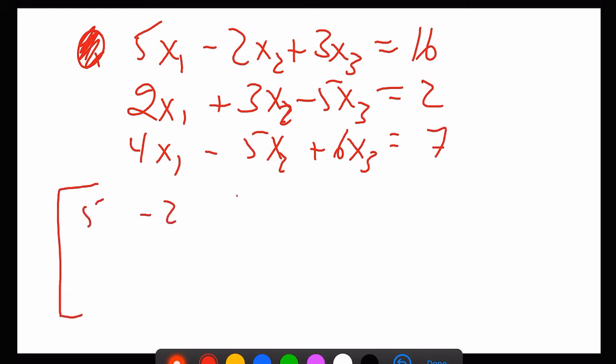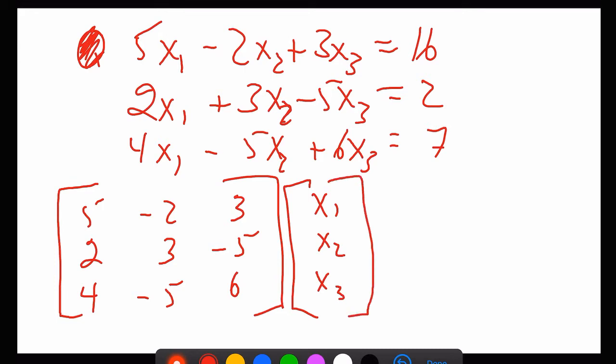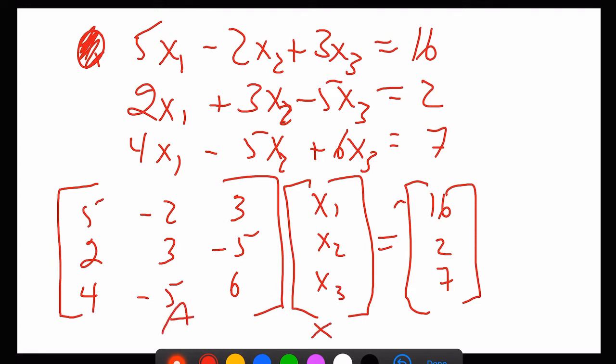The matrix A is 5, minus 2, 3; 2, 3, minus 5; 4, minus 5, 6, times x1, x2, and x3. Everybody with me? Equals 16, 2, and 7. Is that beautiful? That's A, X, and D.